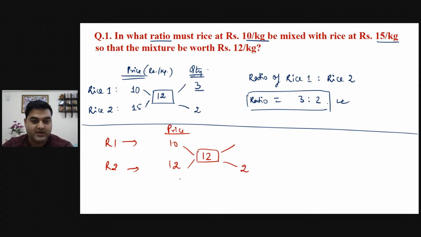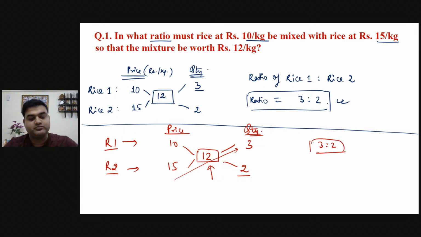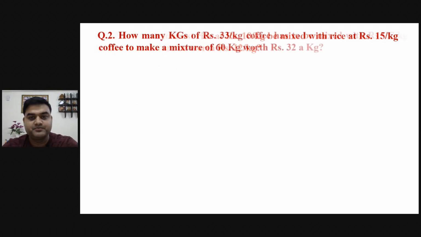So you have to write this way, and this way you write the difference between these two. This is 15, right? So 15 minus 12 is 3, and this is the ratio. So 3 kg of rice 1 and 2 kg of rice 2 will form the resultant cost of the mixture, 12 rupees a kg. Got it? So the ratio is 3:2. Okay, let's see the next sum, similar to this.